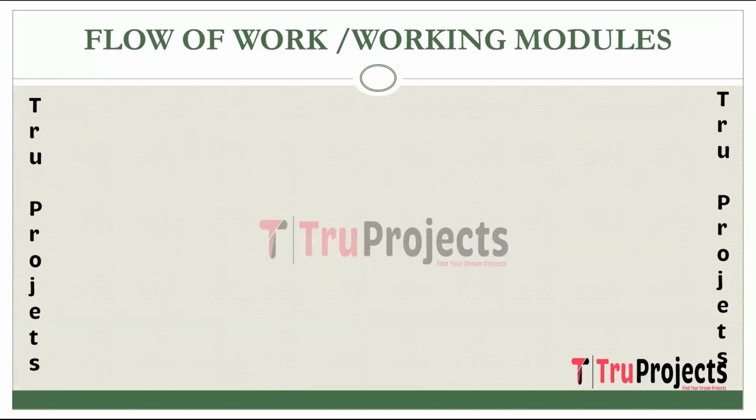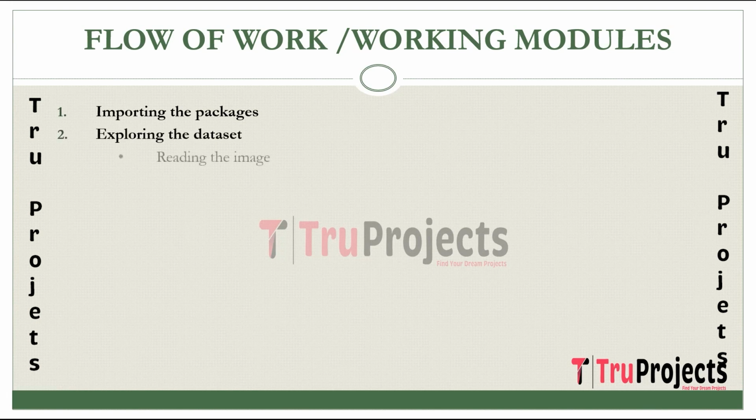To implement this project, we have designed various steps in the flow of work. The first step is importing the packages. This step involves importing necessary Python libraries and packages that are required for image processing, machine learning, and web development. We have imported NumPy for numerical operations, OpenCV for image processing, TensorFlow for deep learning, and Flask for web development. The next step is exploring the dataset. Here we have substeps. Reading the image involves loading an image file into the program using OpenCV. Plotting the image using libraries like Matplotlib and OpenCV provides a visual representation of the dataset.